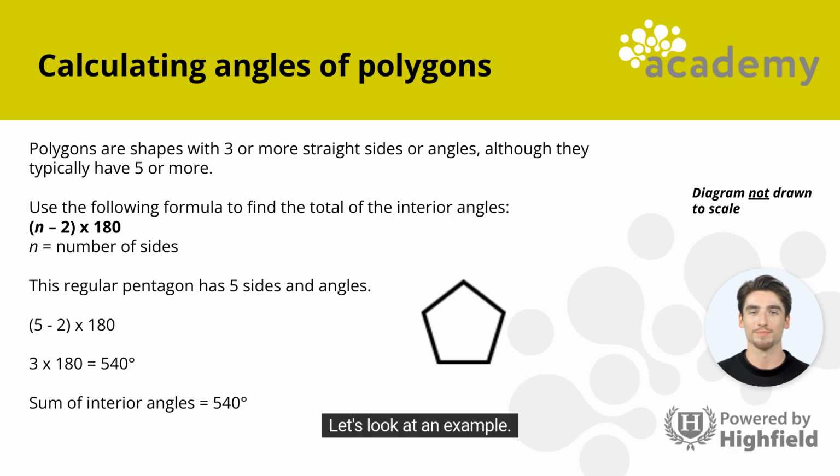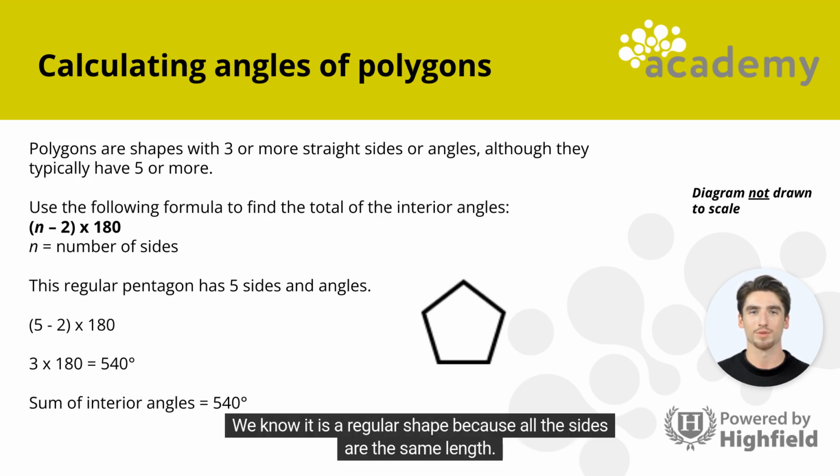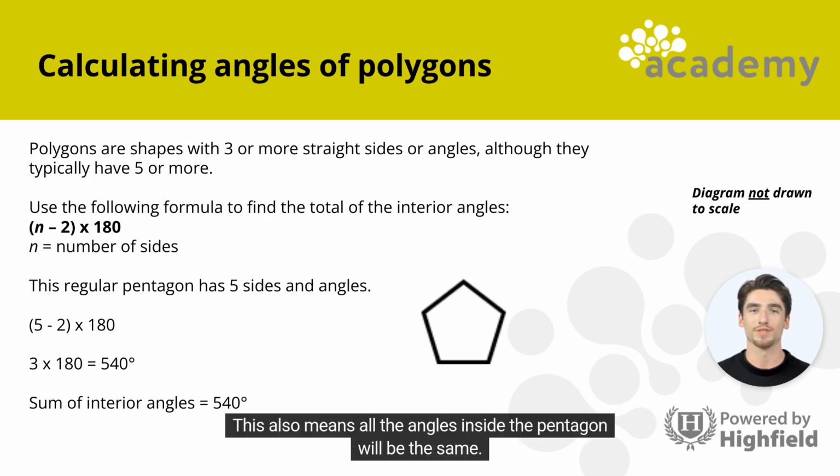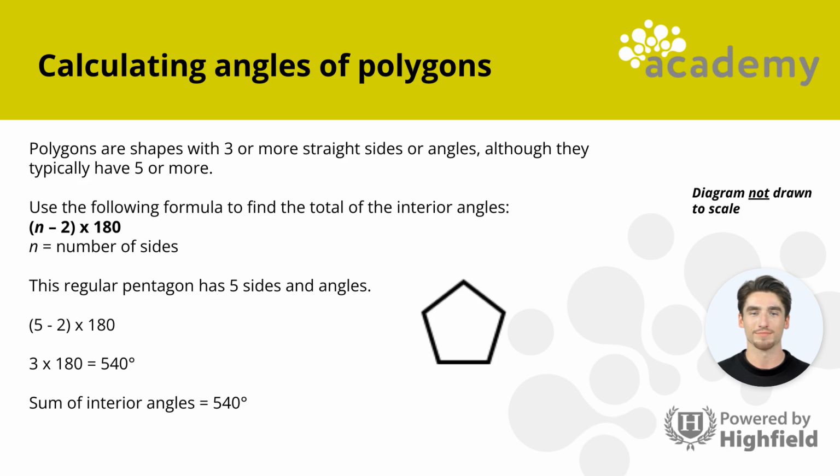Let's look at an example. This is a regular pentagon. It has 5 sides and angles. We know it is a regular shape because all the sides are the same length. This also means all the angles inside the pentagon will be the same.